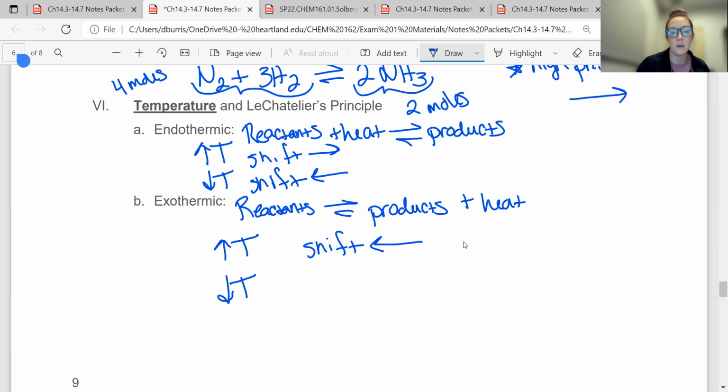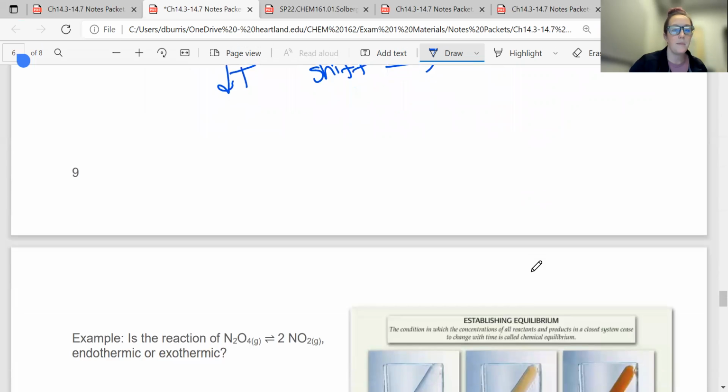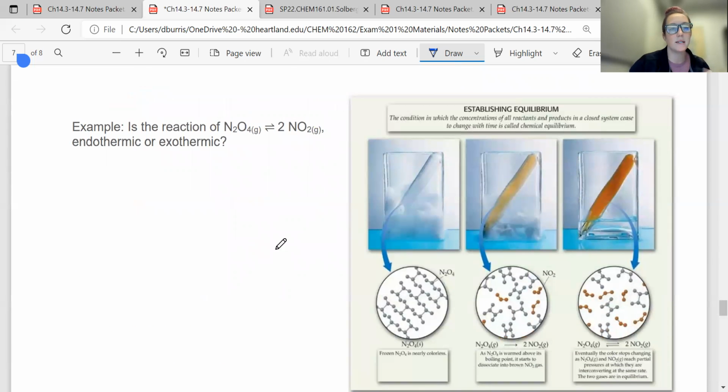And if I decrease the temperature or cool it down, that would be like taking heat out. It's going to shift to the right side to kind of fill that in. Okay, so I want to talk about this example really quick. This is the N2O4 example. Is it endothermic or exothermic?